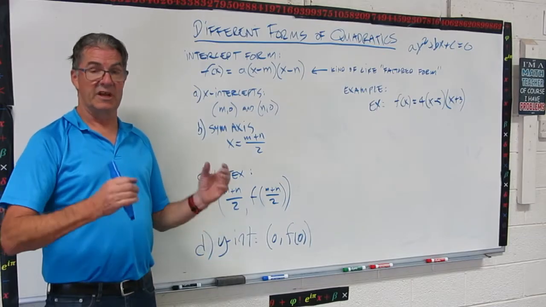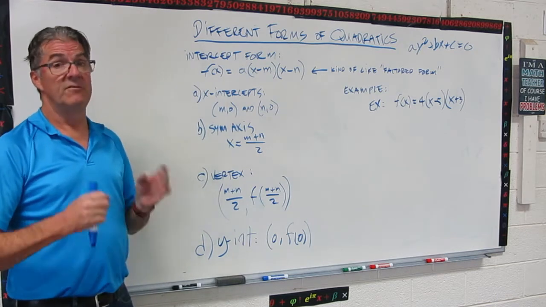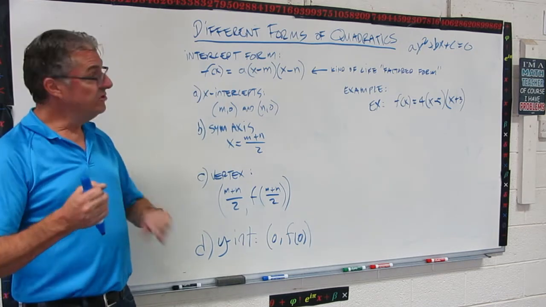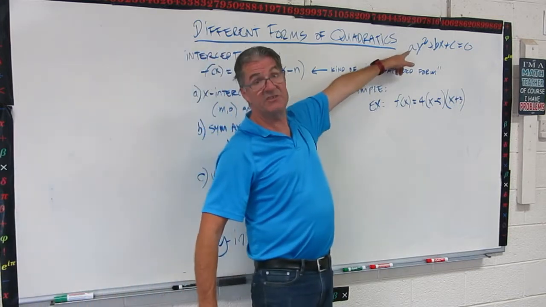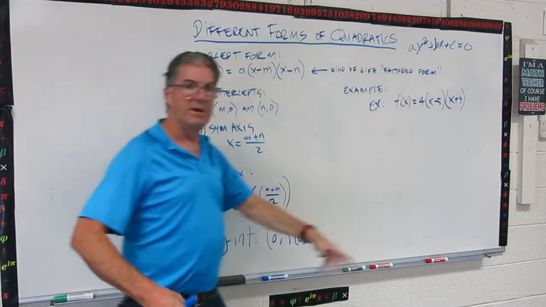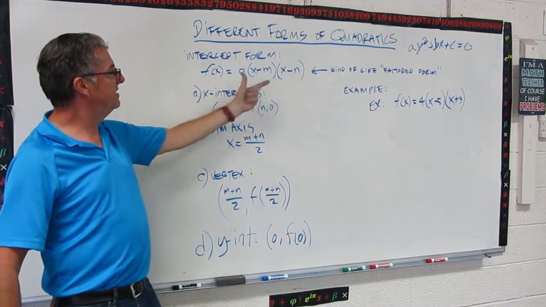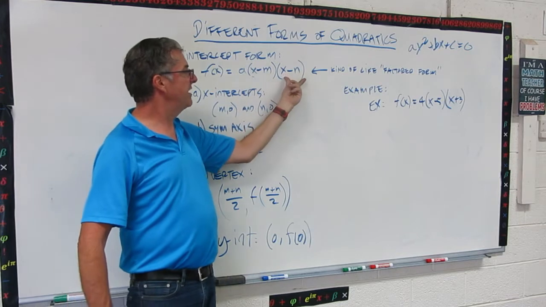Today's lesson, we're going to take a look at something we're going to call intercept form for a quadratic equation. Now you know that our standard form is ax squared plus bx plus c, and that's what we use. But intercept form looks like this. f of x equals a times (x minus m) times (x minus n).